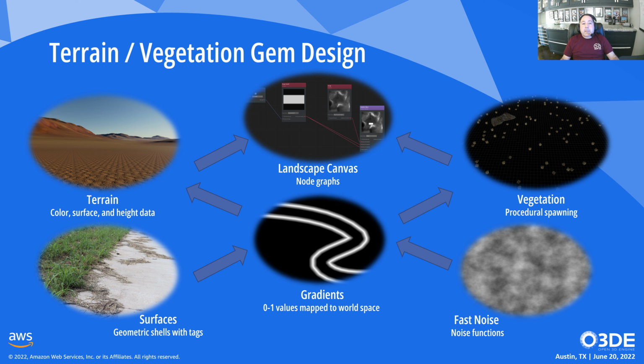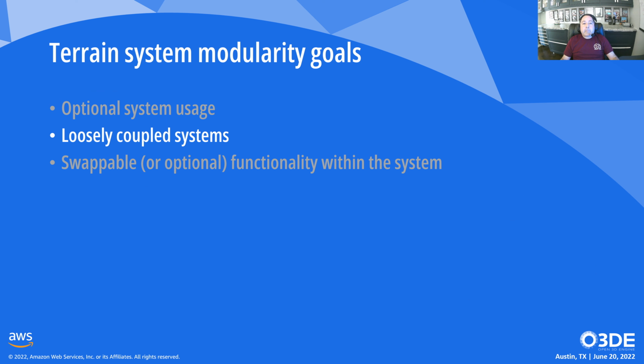We chose these separations of these 6 systems carefully based on the combination of what functionality seemed useful in isolation and also what reduced the amount of dependencies between systems. For example, both terrain and vegetation use gradients and can eventually be used within Landscape Canvas together, but there's no dependencies between them. Terrain and vegetation can be used completely separately from each other.